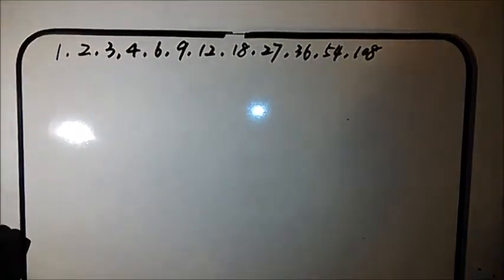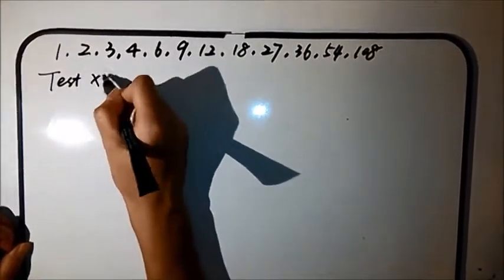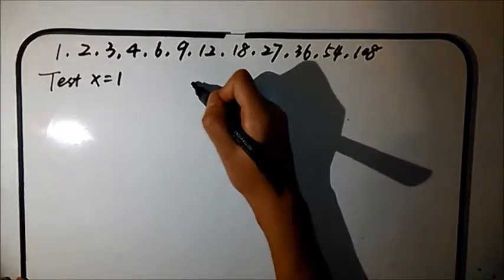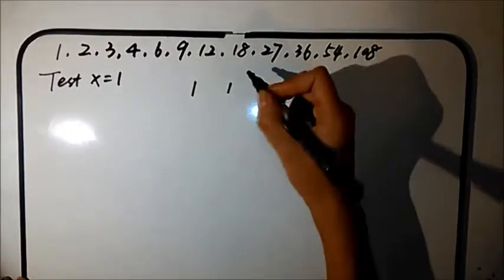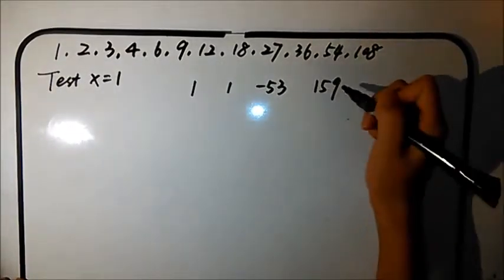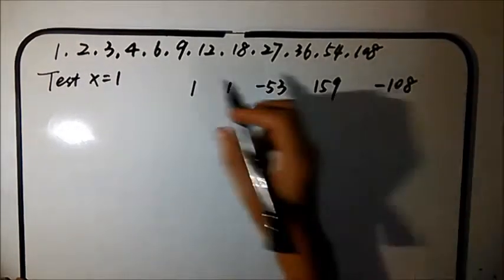Okay, let's test. Let's test x equals 1. If we look at our function, originally it was x to the 4th power, x to the 3rd power, minus 53 x squared plus 159x minus 108. We're just going to write down our coefficients: 1, negative 54, 159, and then negative 108. Draw our L-shaped box.